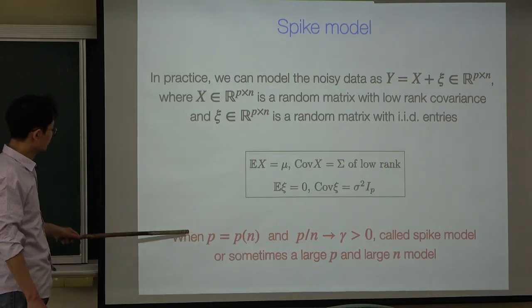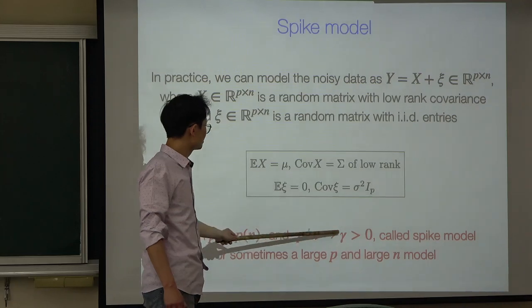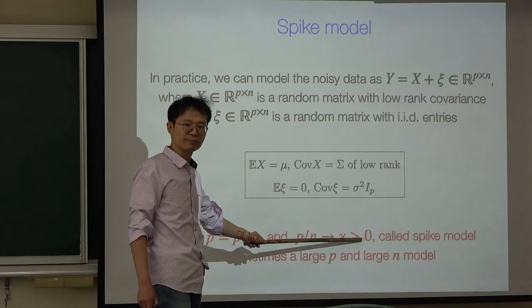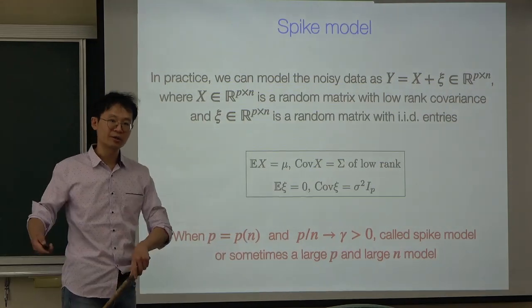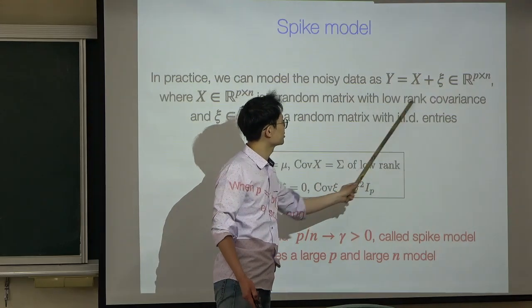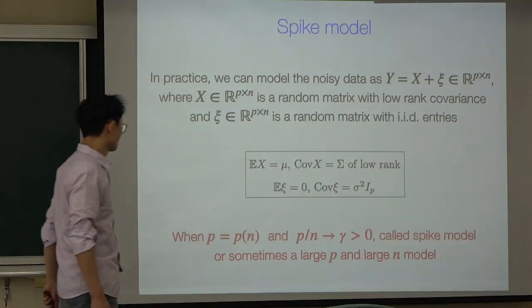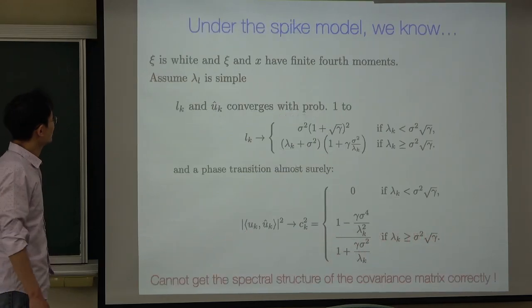And again, we always assume P over n goes to gamma, which is positive. That is what we call the spike model. What is a spike? Spikes are those low rank structures. Those are called spikes. Or sometimes we call it a large P or a large n model.